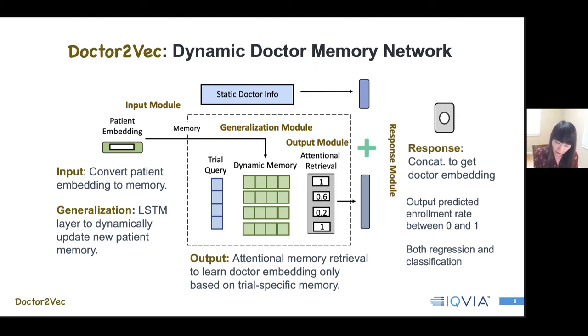The outcome will be a number, the predicted enrollment rate, between 0 and 1. Based on this number, we can cast the task as a simple regression task, because the prediction outcome is a number between 0 and 1 that indicates the enrollment rate. Or we can cast the task as a classification task, in which we simply perform binning of the prediction results.